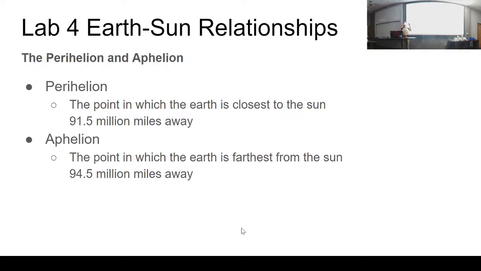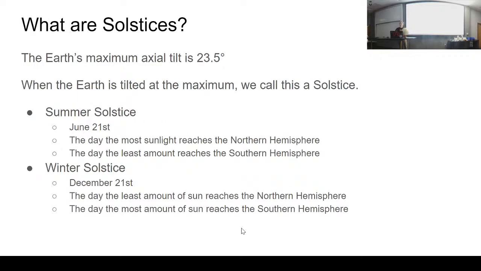When we talk about the Sun's rotation, you have the Earth and the Sun in the middle, and the Earth is going around. When it's close, which is 91.5 million miles, that's perihelion. When it goes around, it's a little bit farther away. It's 94.5 million miles, and that's your aphelion.